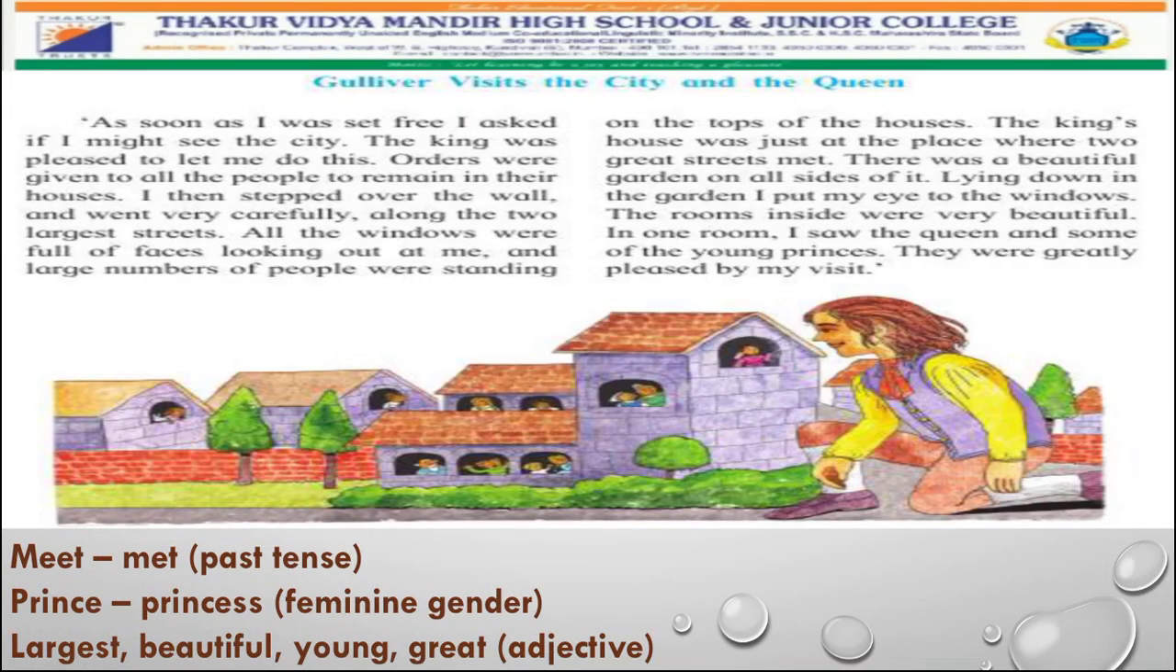Moving on, Gulliver visits the city and the queen. As soon as I was set free, I asked if I might see the city. The king was pleased to let me do this. Orders were given to all the people to remain in their houses. I then stepped over the wall and went very carefully along the two largest streets. All the windows were full of faces looking out at me, and large numbers of people were standing on the tops of the houses. The king's house was just at the place where the two great streets met.